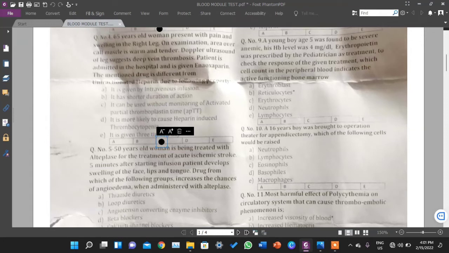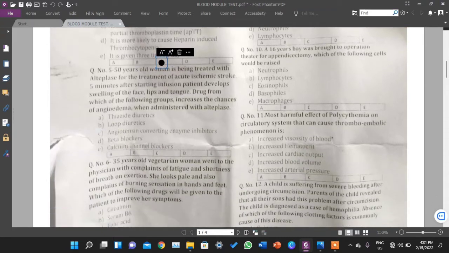All the anticoagulants are given by intravenous infusion, while answer D says it is more likely to cause heparin-induced thrombocytopenia. It is a property of heparin and cannot be caused by these drugs. The shorter duration of action and being given 3 times a day are basically the same answer: it has shorter duration of action, that's why it is given 3 times a day. While it can be used without monitoring APTT is basically the specific property of this drug.